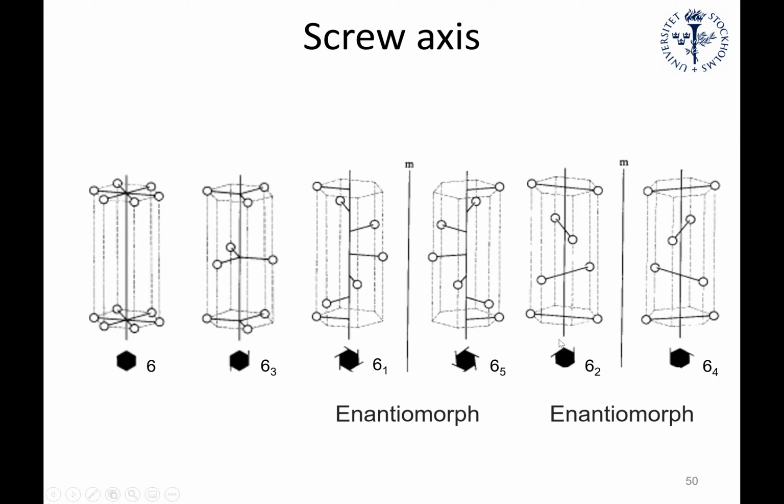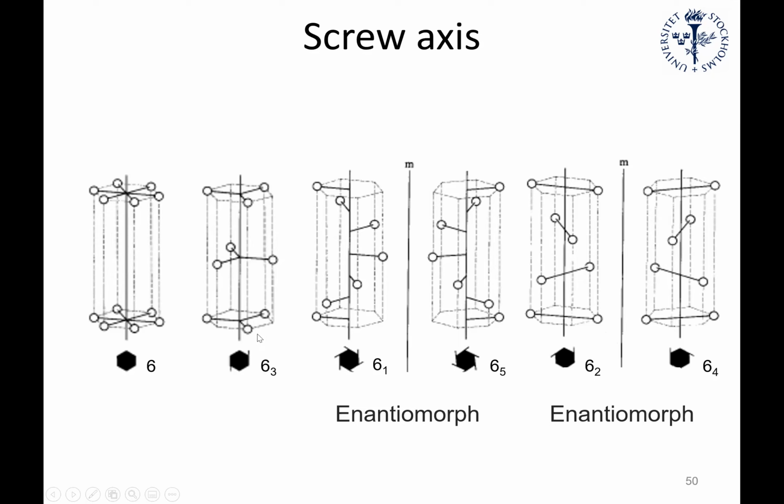So this only works when the number in subscript is up to a half of the larger number here. So again, you can repeat this 3 times to end up at the next unit cell. And 6-4 is the opposite handedness, the mirror image of 6-2. So these are all helices again. So helices can be right-handed or left-handed.